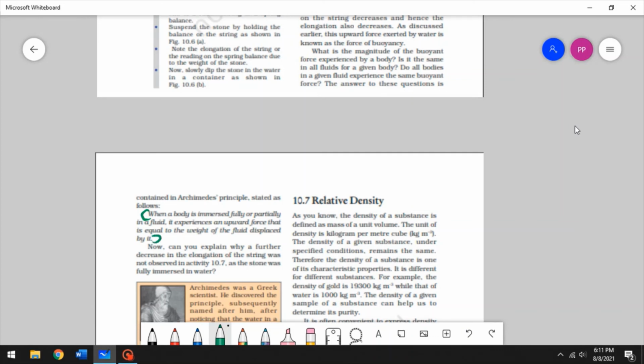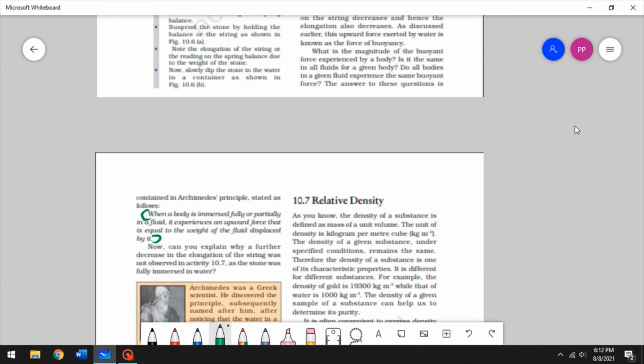Alright, so this is a little confusing. I found it confusing when I was doing NCERT 9. So when a body is immersed fully or partially in a fluid, it doesn't essentially need to be completely immersed. The stone could have been partially immersed, it could have been half immersed or 3/4 or 1/4, it doesn't matter. It experiences an upward force. What is that upward force? Buoyancy. And how much buoyancy does it experience? It experiences the force that is equal to the weight of the fluid displaced by it.